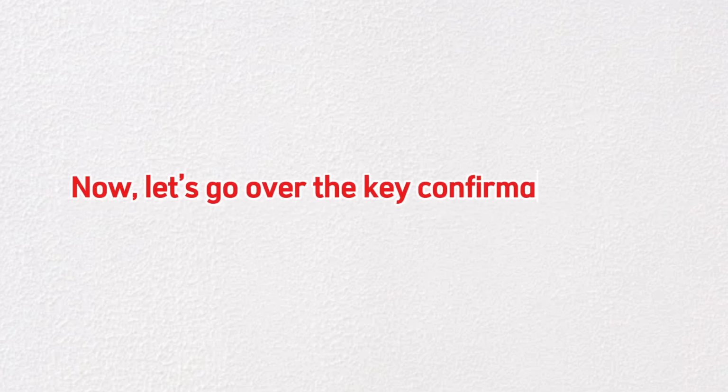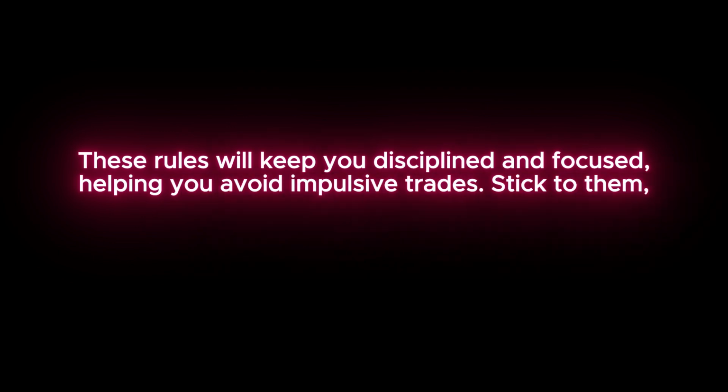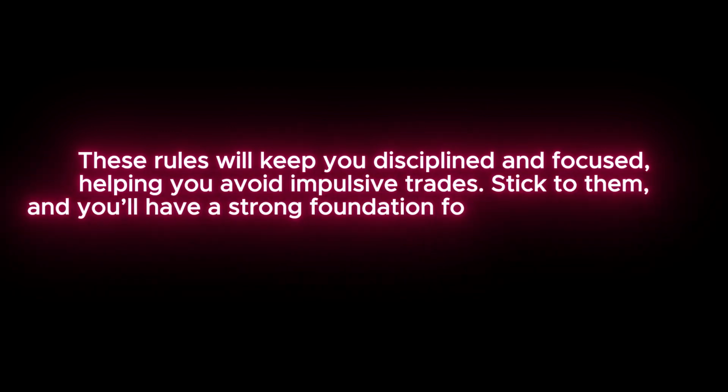Trade confirmation checklist. Now let's go over the key confirmations you'll need before entering a trade. 1. Market structure shift plus displacement. Watch for either buy-side or sell-side liquidity to be taken out. These rules will keep you disciplined and focused, helping you avoid impulsive trades. Stick to them and you'll have a strong foundation for consistent trading.